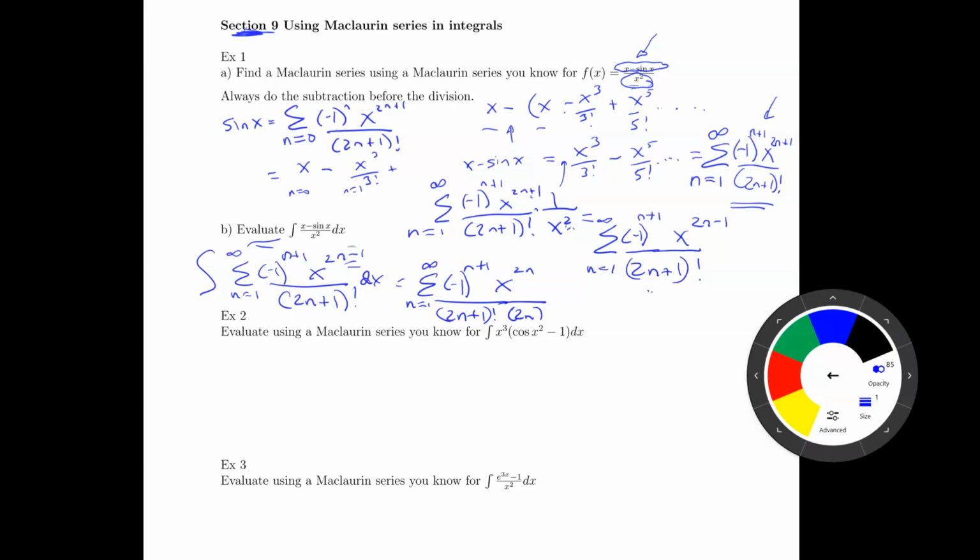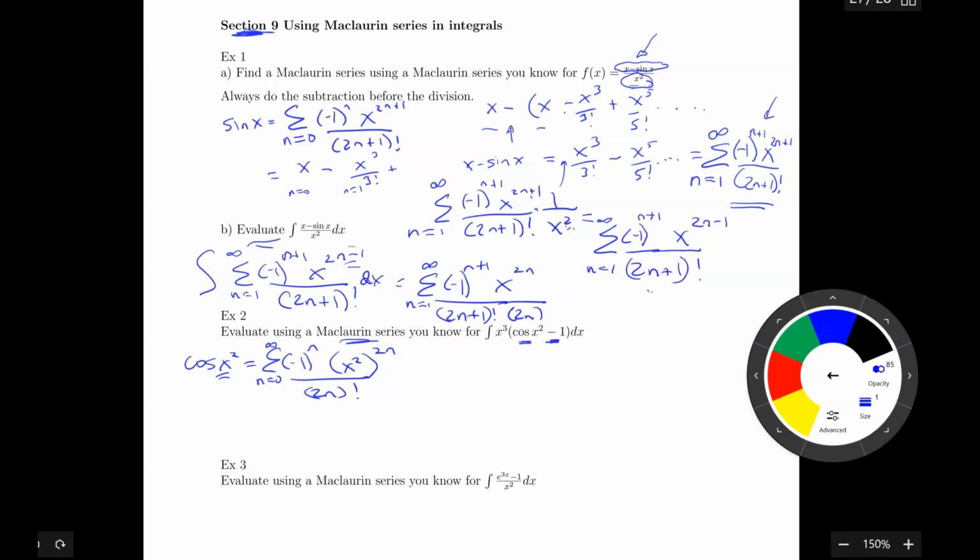Okay, so I made up a new one here, so you don't always have to have division. You could have multiplication. So this says use the Maclaurin series, and really you can't do this integral. It can't be done. So that's why we like the Maclaurin series. So let's start off with just cosine of x squared. Because I know cosine of x is the sum of negative 1 to the n, x to the 2n over 2n factorial, and this is starting at 0.